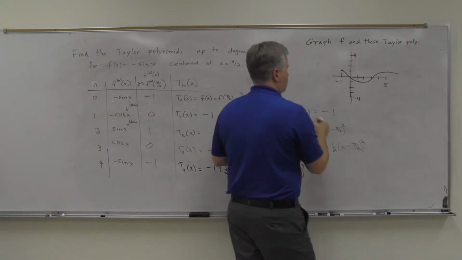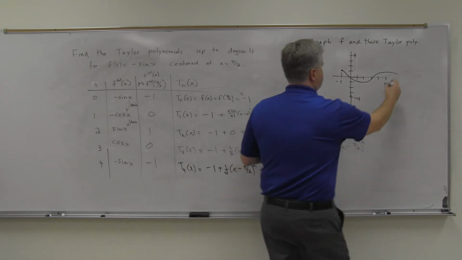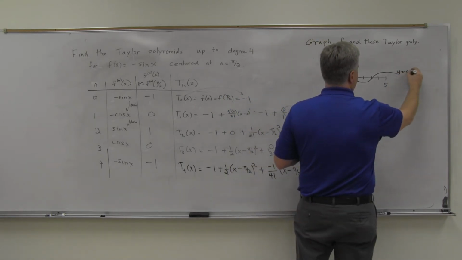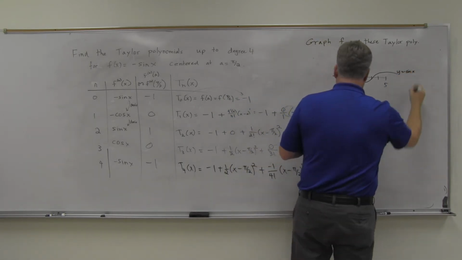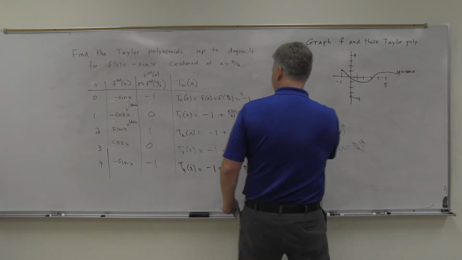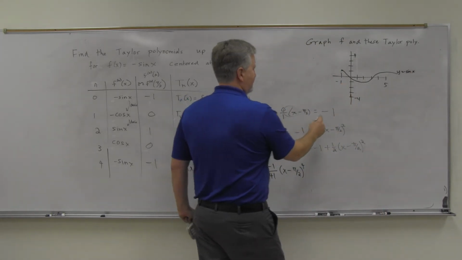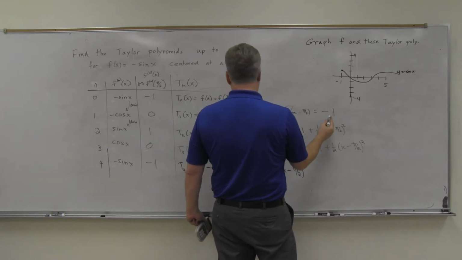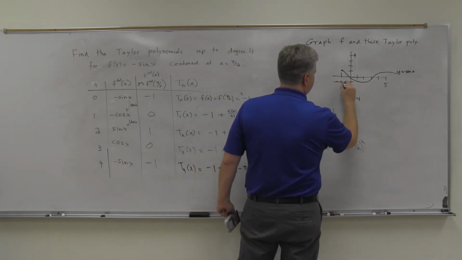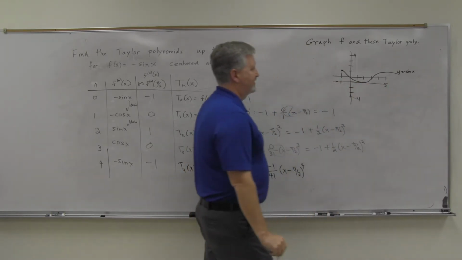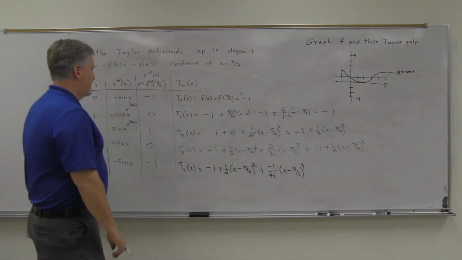Kind of that in that view. Negative sine of x, I should say. All right, so T0 and T1 are just y equals negative 1, so yeah, that's not going to match it very well.